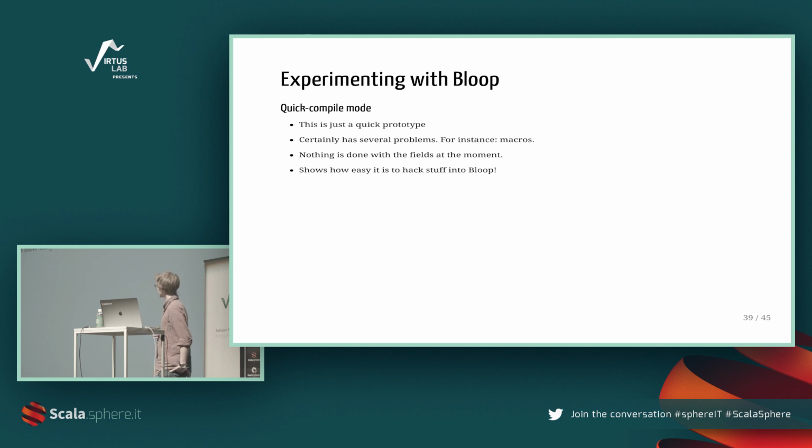Well, it's just a very quick prototype. I guess it has lots of issues. For instance, macros are never going to work because we won't have the trees that we need inside the class files, and nothing is done with the fields. But this is just a quick prototype, and I think it shows that it's really easy to hack stuff inside Bloop because of how simple its model is and how small the code base is.